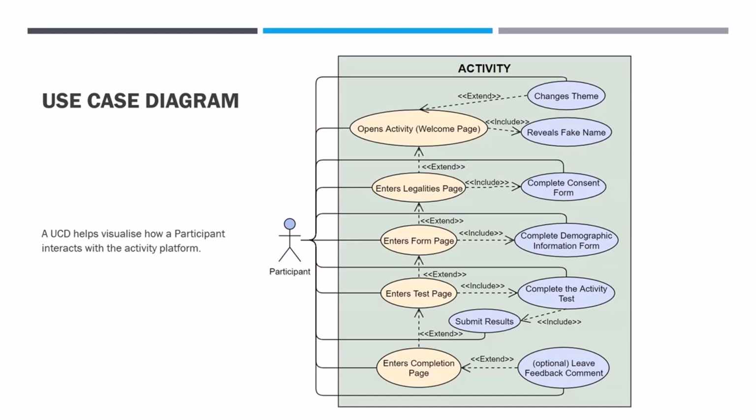So the test consists of 10 emails, each for the different types of threats in phishing, and a few that represent just normal emails that have no threat. So they choose for each one whether they would like to trust the email or whether they wouldn't be susceptible to it. Finally, they submit the results, which then takes them to the completion page, and if they wish to, they can leave a feedback comment.